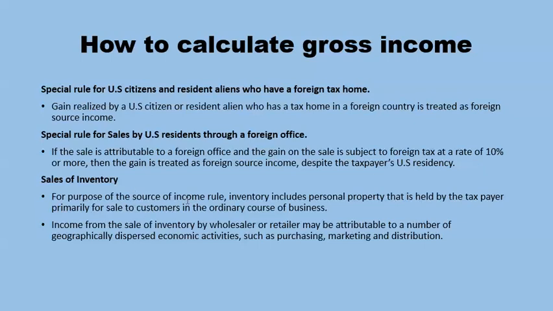For the purpose of source of income rules, inventory includes personal property that is held by the taxpayer primarily for sale to customers in the ordinary course of business. Income from the sale of inventory by a wholesaler or retailer may be attributable to a number of geographically dispersed economic activities, such as purchasing, marketing, and distribution.